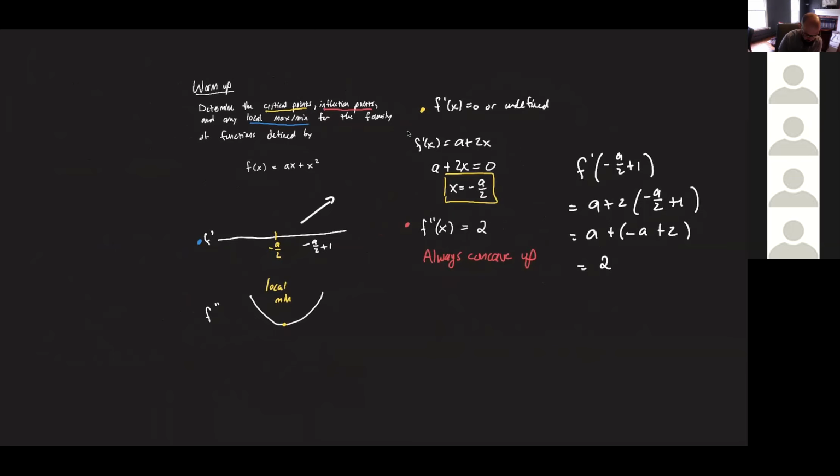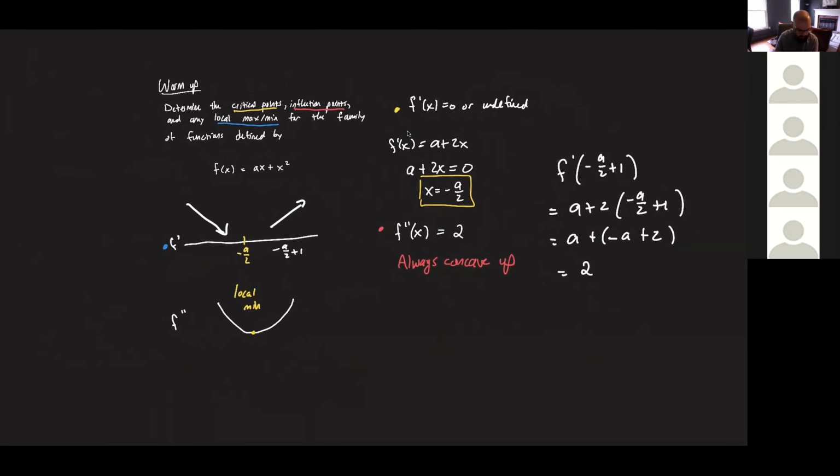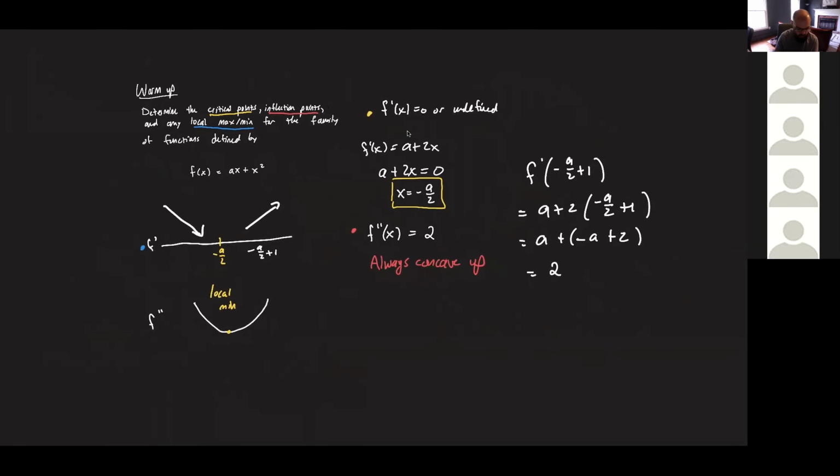And so my first derivative test should show me something like this. We're decreasing into that point negative a over 2, and we're increasing out of that point. Okay, so with all of this analysis, I have a pretty good understanding of this family of functions. It's always concave up, it's going to look like a parabola, and based on its formula, it's going to achieve this local minimum value at negative a over 2.